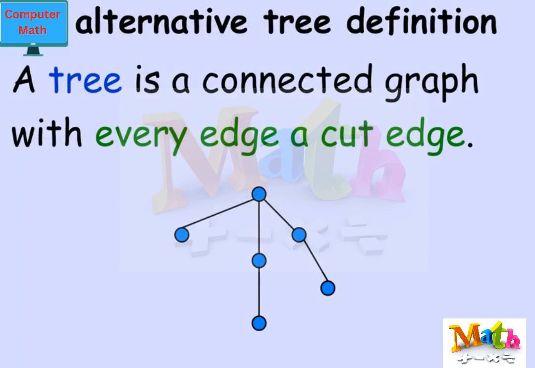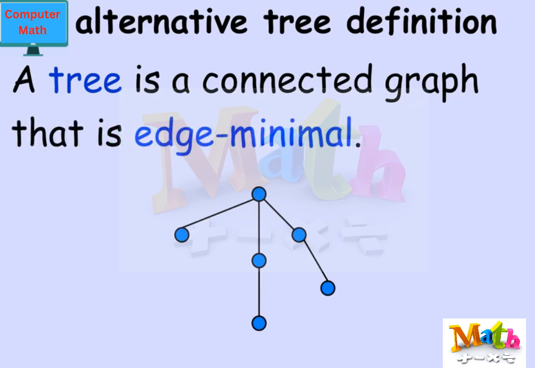Okay, so another way then to define a tree is to say a tree is a connected graph where every edge is a cut edge. That is, as soon as you cut any edge out of a tree, it stops being connected. That yields another way to say that something is a tree. A tree is a simple graph that is connected and is edge minimal, which again means that if you remove any edge, it stops having that property of being connected. So it's an edge minimal connected graph.